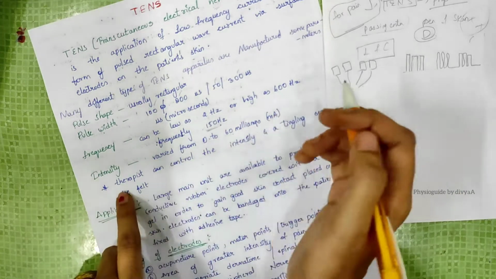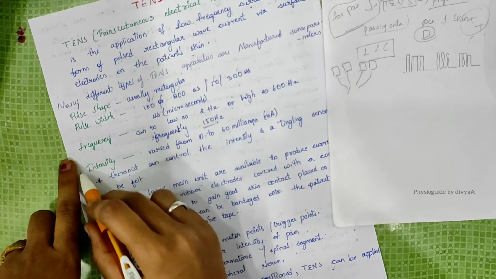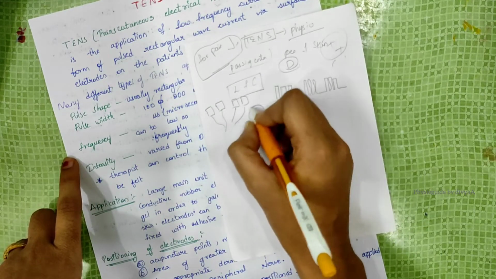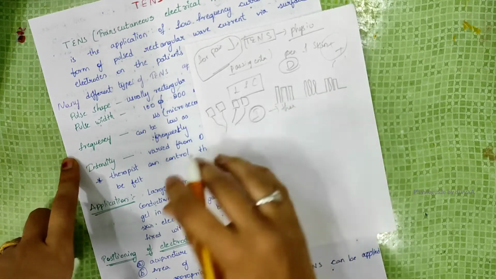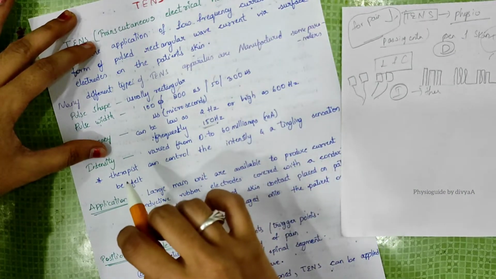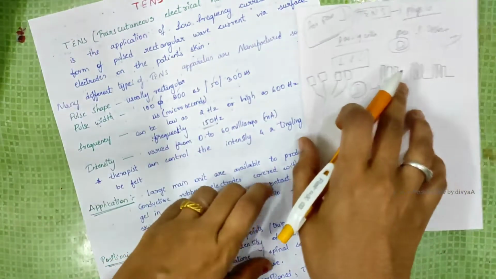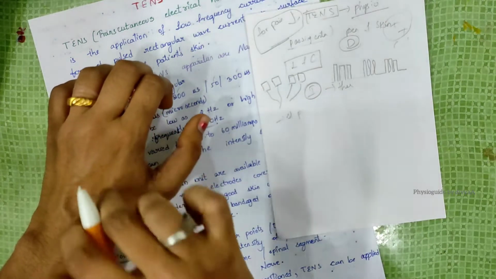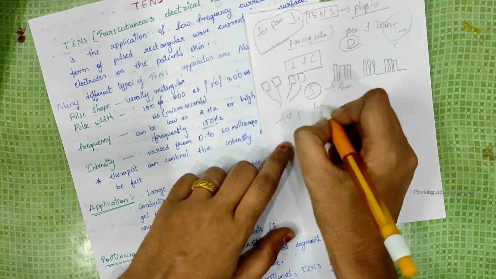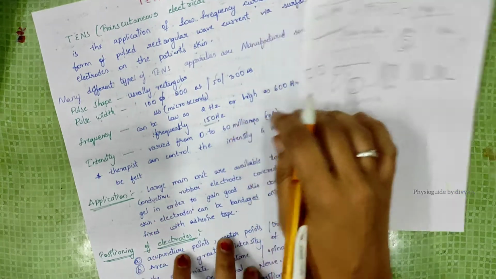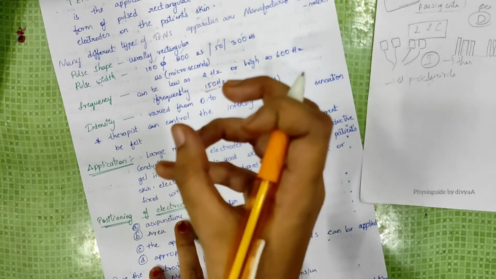So we, the therapist, can control the intensity. Frequency can be fixed and intensity is controlled by the therapist. A tingling sensation can be felt. Tingling sensation means a slightly pricking-like sensation, which can be felt when increasing the intensity.